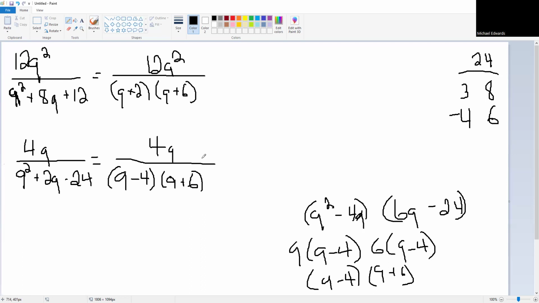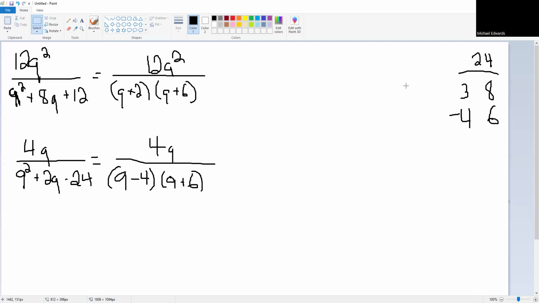Now, we need to find the LCD. I'm going to make some space, because I believe we're going to need this space. The LCD of these is actually quite easy.